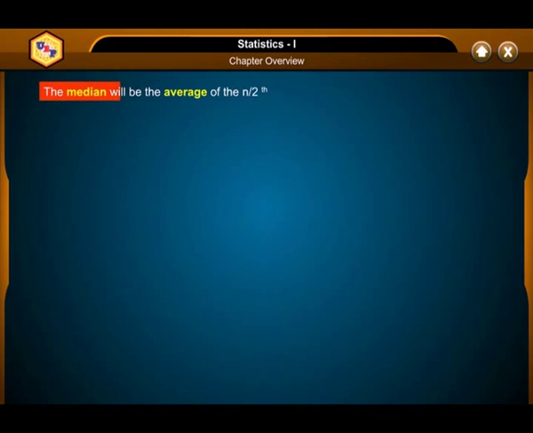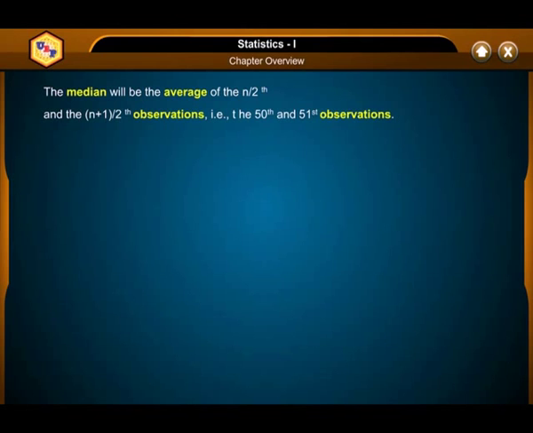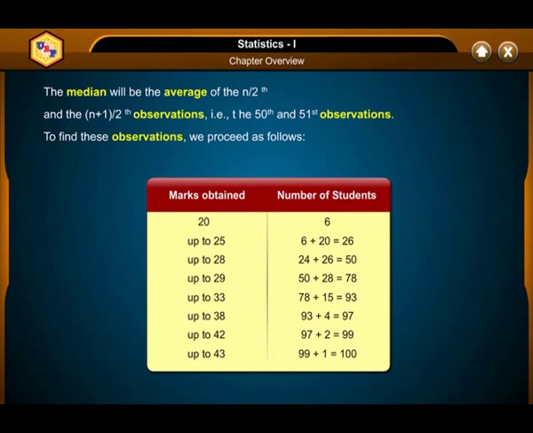The median will be the average of the (n upon 2)th and the (n upon 2 plus 1)th observations, that is, the 50th and the 51st observations. To find these observations, we proceed as follows. Marks obtained, number of students. Up to 25, 6 plus 20 equal to 26. Up to 28, 24 plus 26 equal to 50.